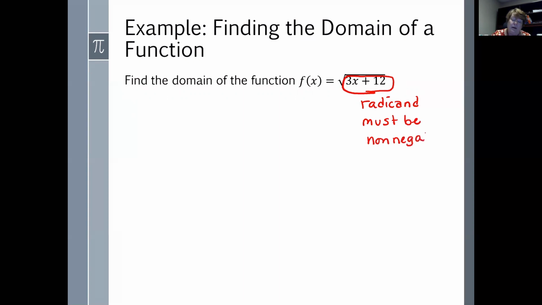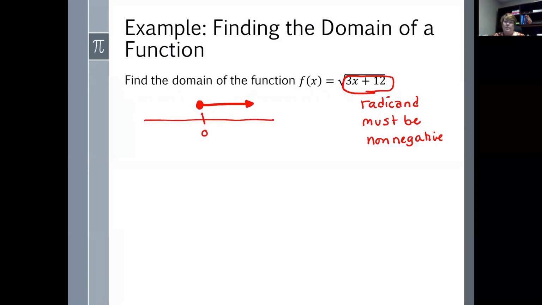And what do we mean by a number being non-negative? Well, if I draw a number line, what numbers are non-negative? Well, the numbers to the left of 0 are negative. So the numbers to the right, including 0, are non-negative. So if I drew an arrow to the right of 0, but I put a solid dot at 0, because 0 is also non-negative. So negative numbers are to the left of 0, non-negative numbers are greater than or equal to 0, or to the right of 0, including 0.